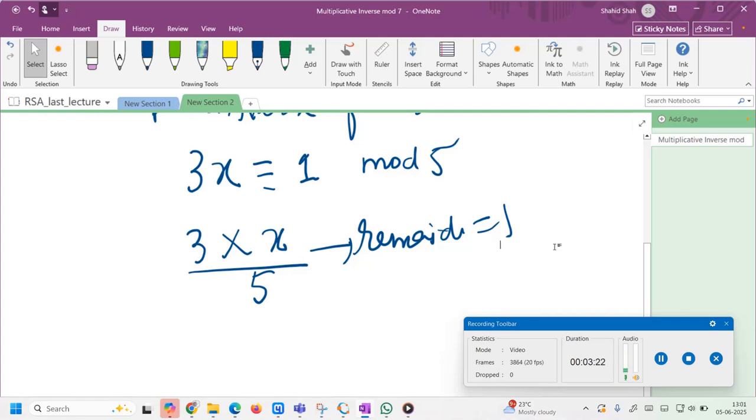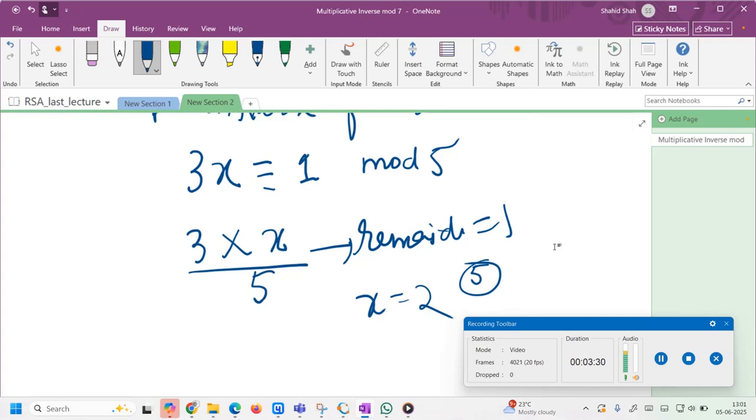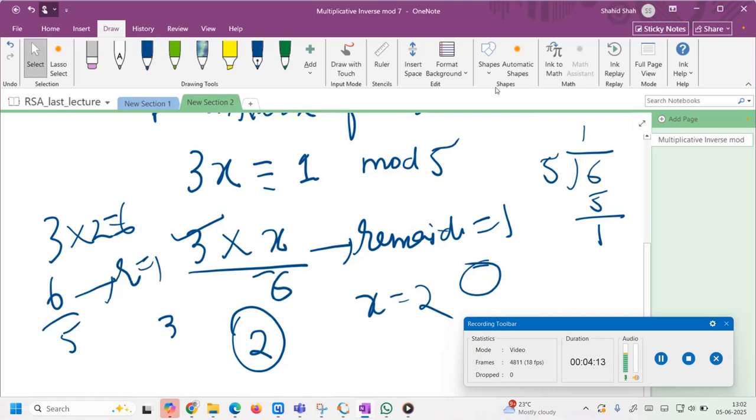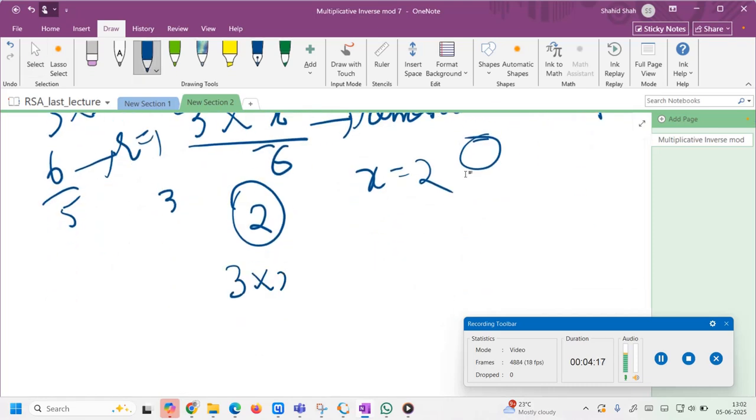Let's see which number will satisfy it. If you take x equal to 2, I'm sorry, before that, 3 times 2 is 6. If you divide 6 by 5, the remainder is 1. So when x equals 2, this is indeed the multiplicative inverse of 3, because 3 into 2 is 6, and 6 divided by 5 leaves remainder 1, which in the language of modulo multiplication means that 3 into 2 is congruent to 1 modulo 5.